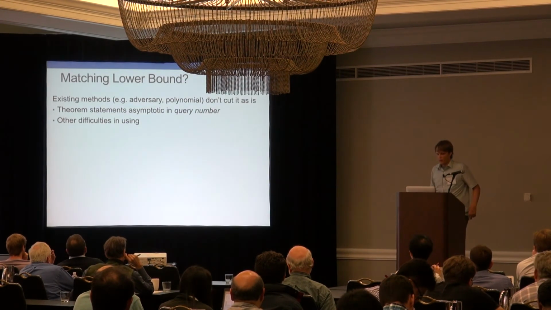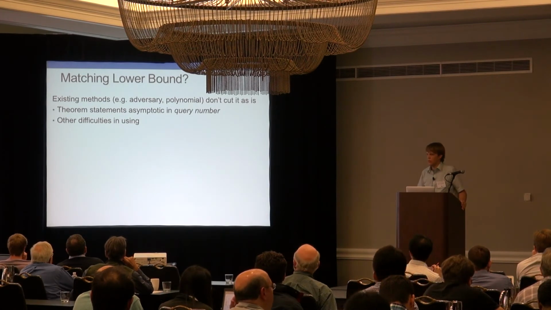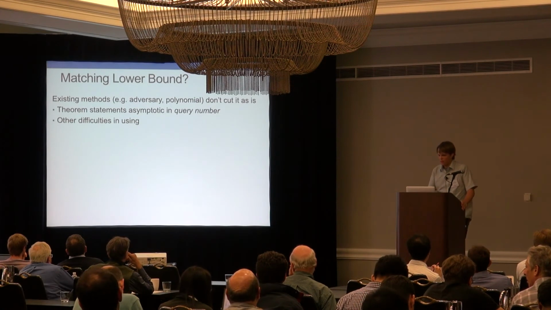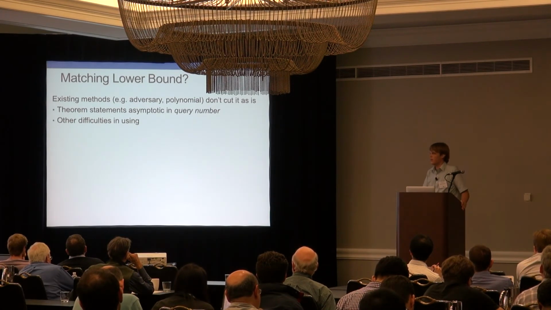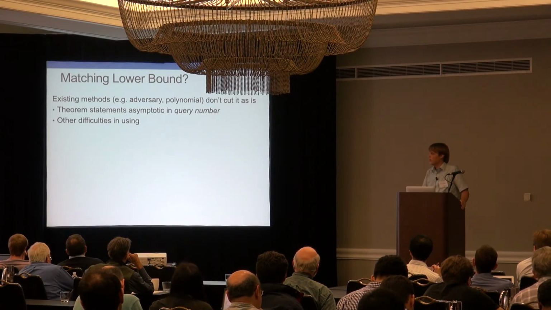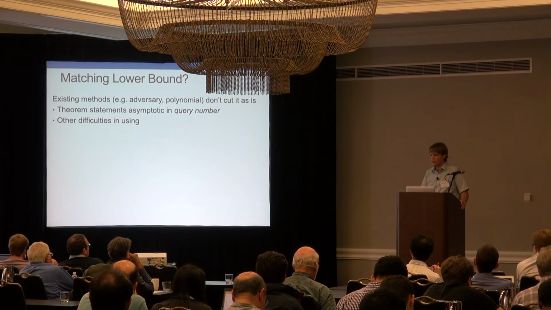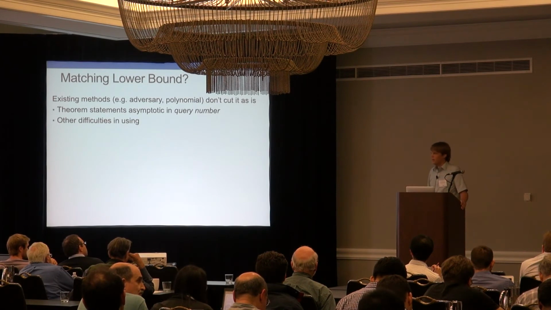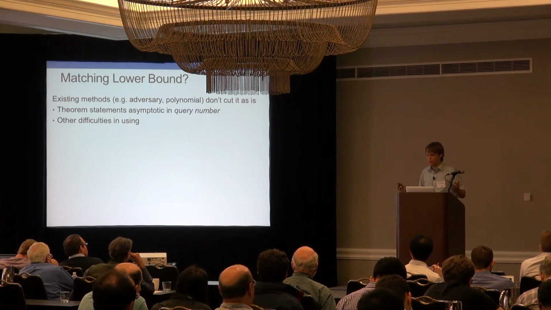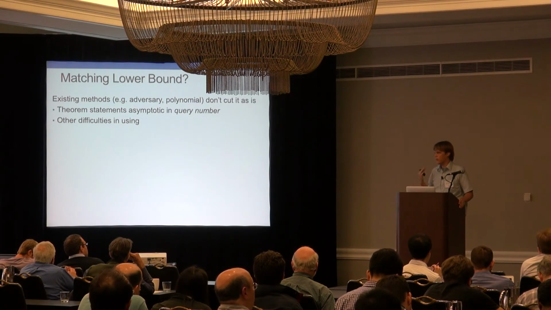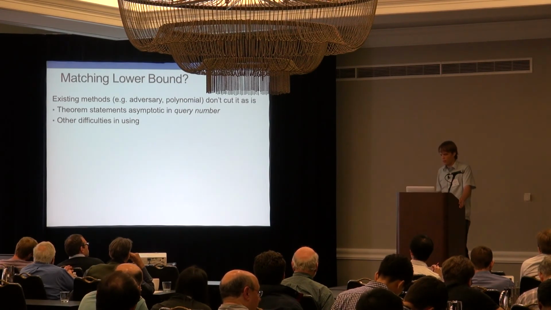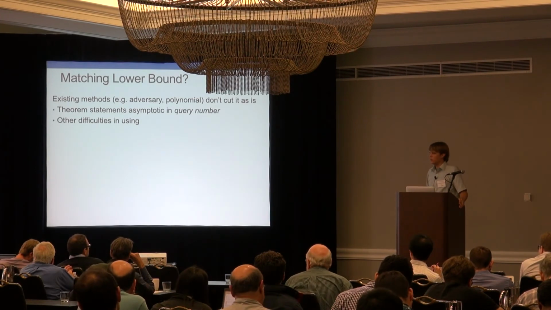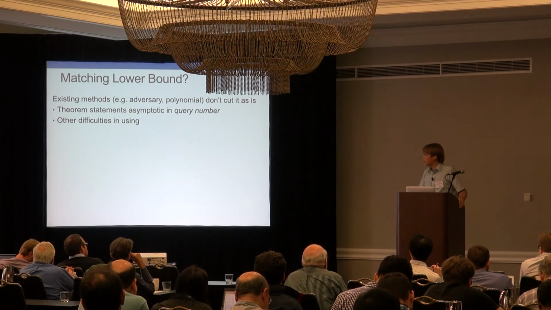I spent a while trying to come up with a lower bound for this. I wanted to show this algorithm was tight. But existing methods didn't really seem to cut it as is, or at least my understanding of them wasn't sufficient to use them. One of the problems for me was that the theorem statements were always asymptotic in the query number. And as we said here, asymptotic in the query number is meaningless because even a factor of 2 kills us. If it's asymptotic in the success probability, that's okay, because some tiny probability times a constant is still pretty tiny. So we're okay with asymptotics in the success probability, but not in the query number, and the existing methods as is don't really give you that.